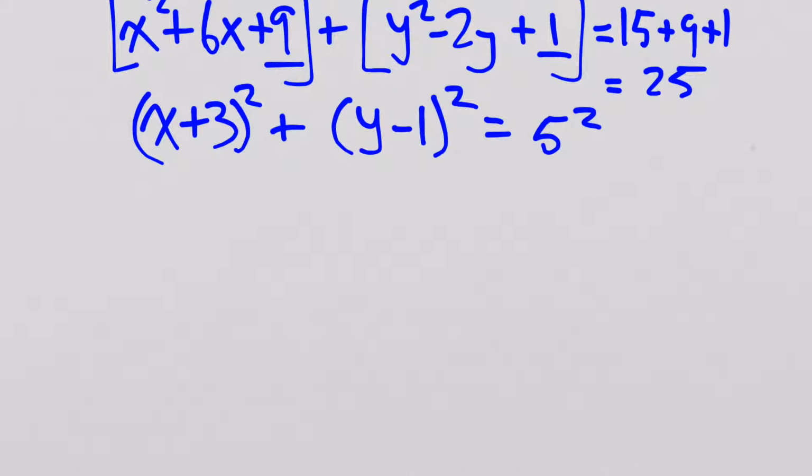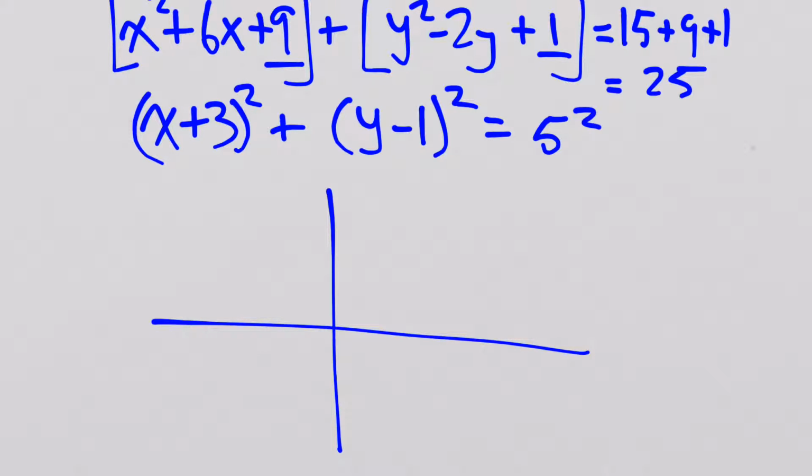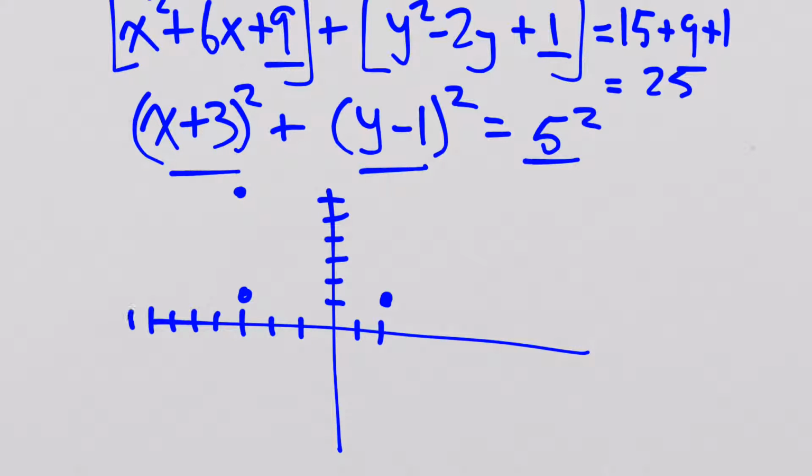because now that it is factored like this and written all in terms of squares, I can identify the center as having an x value of negative 3, 1, 2, 3, a y value of positive 1, plot that right there, and a radius of 5. So I can go 1, 2, 3, 4, 5 and plot a point. I can go 1, 2, 3, 4, 5 and plot a second point. 1, 2, 3, 4, 5, plot a third point, and finally 1, 2, 3, 4, 5 to plot my fourth point.